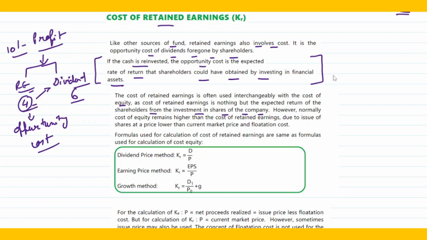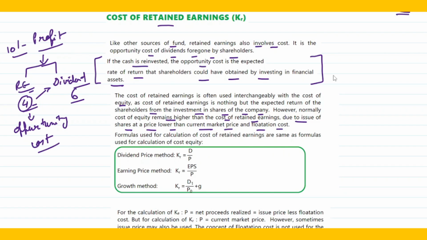There's a minor difference that you need to understand. Normally, cost of equity remains higher than the cost of retained earnings. Why? Because of the issue of shares at a price lower than the current market price and the flotation cost. We all know whenever we issue an equity share, there's a certain flotation cost involved. What is a flotation cost? I've already discussed that earlier, but if there is any commission or brokerage charges during the issue of the shares, that amount is called a flotation cost. And always remember, whatever the current market price of a particular share is, the shares will usually be issued at a price lower than that, so that there's a subscription element in that.